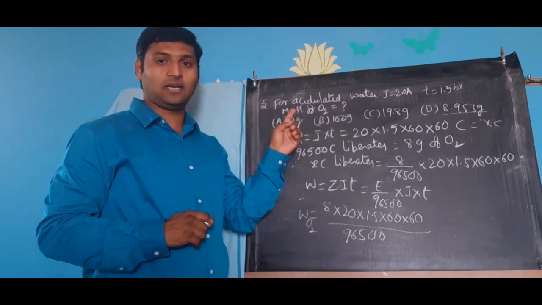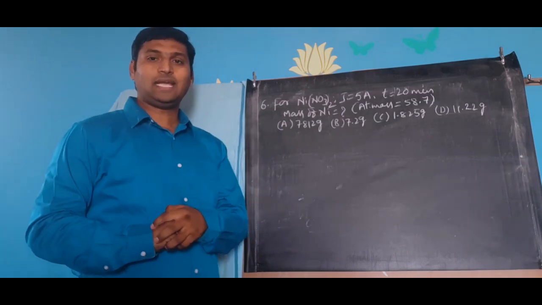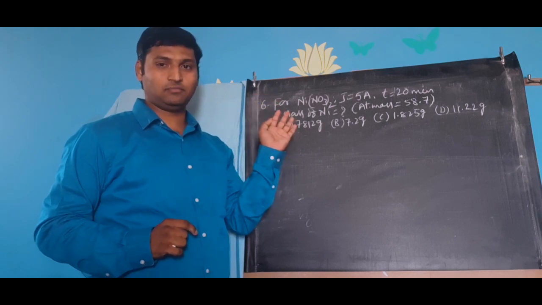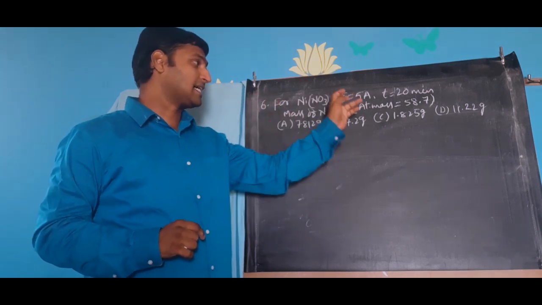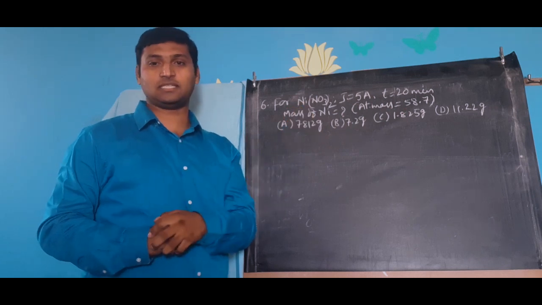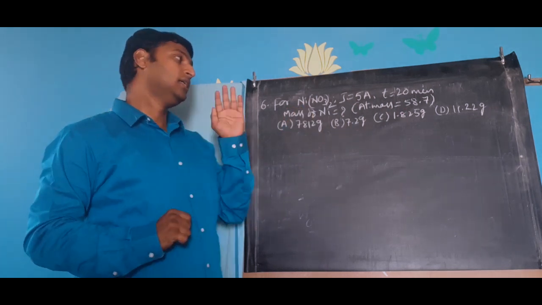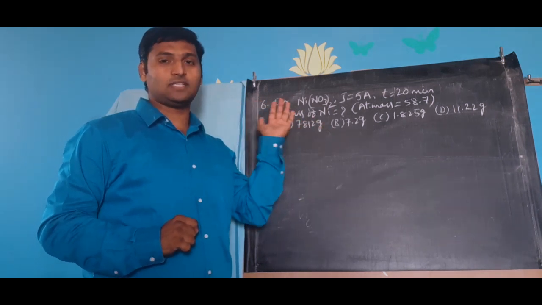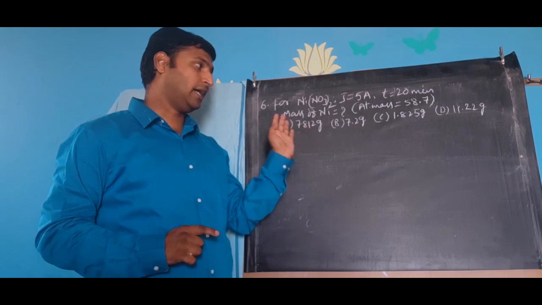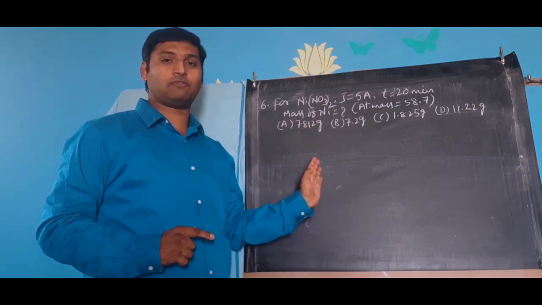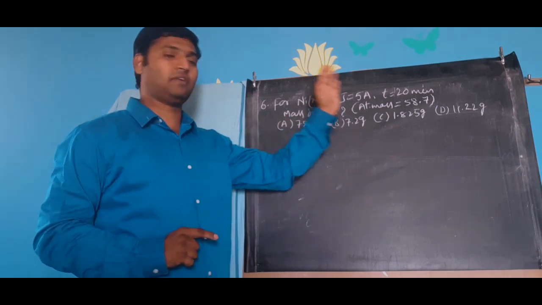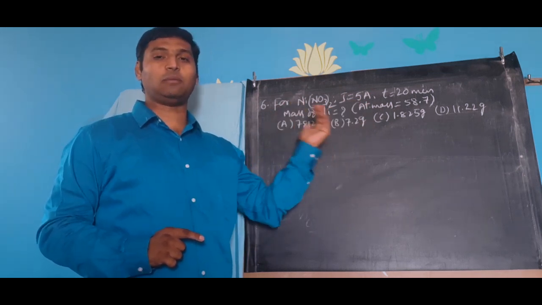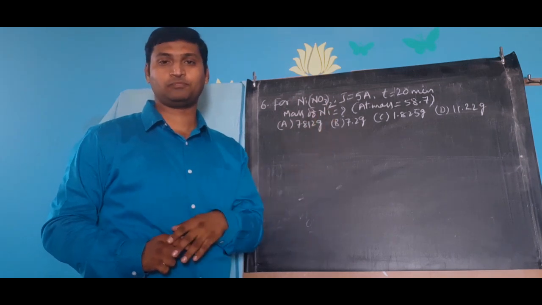In problem number 5, current and time are given, and the quantity of substance is asked. In the 6th problem, a solution of nickel nitrate is given, and similar to the 5th problem, current and time are given, and the quantity of the substance deposited is asked. Absolutely similar approach. Either first calculate the charge by Q is equal to I into T and then find out for 96,500 coulombs how much will be deposited, so given the number of coulombs, how much is deposited. Or W is equal to E by 96,500 into I into T.